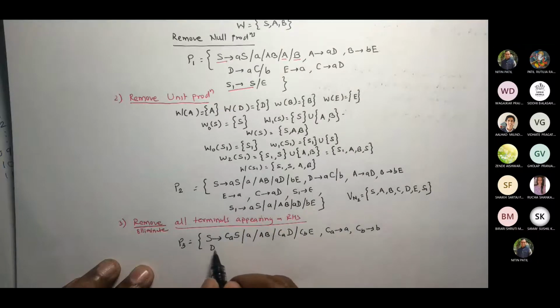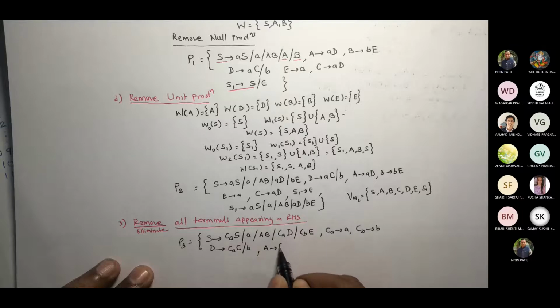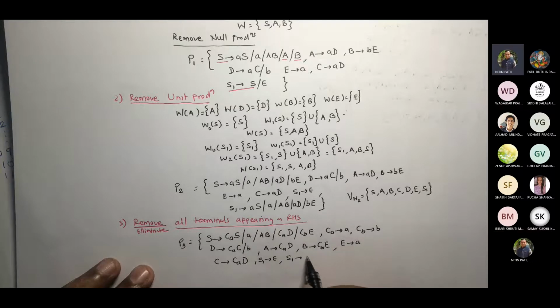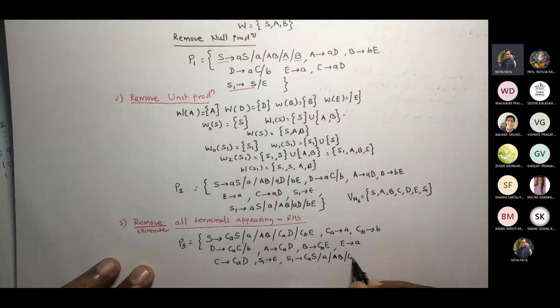Now for D, D gives CAC or B. A gives CAD. B gives CBE. E gives A. C gives CAD. S1 gives epsilon. S1 gives CAS, A, AB, CAD and CBE.